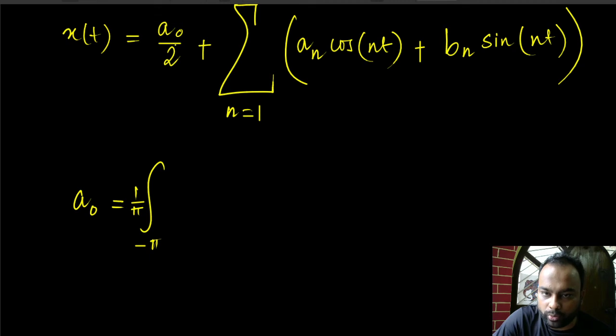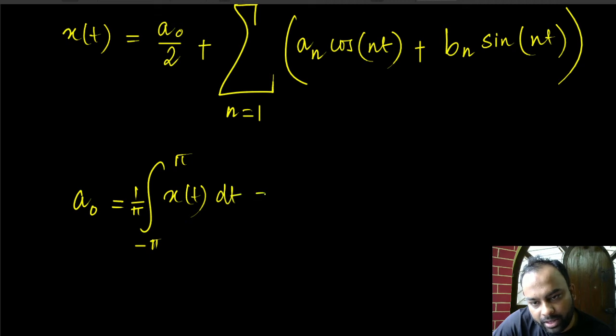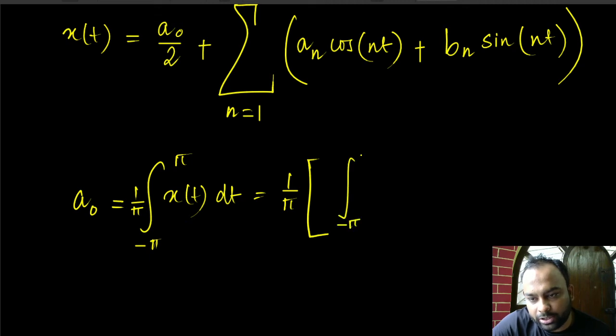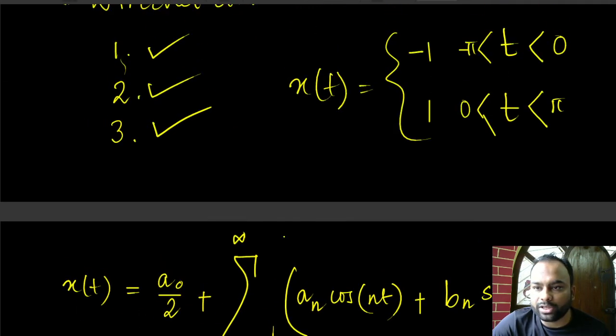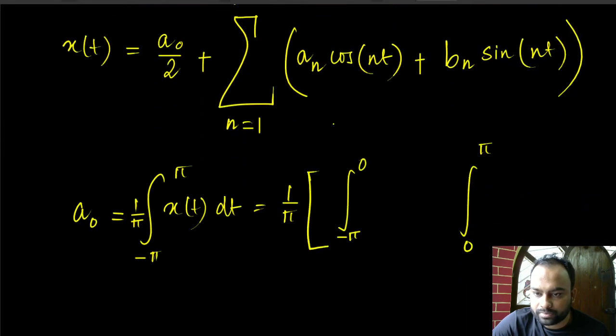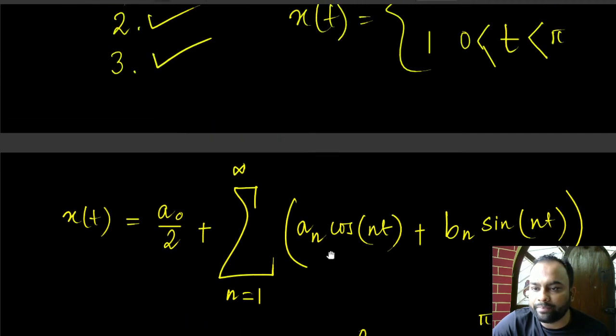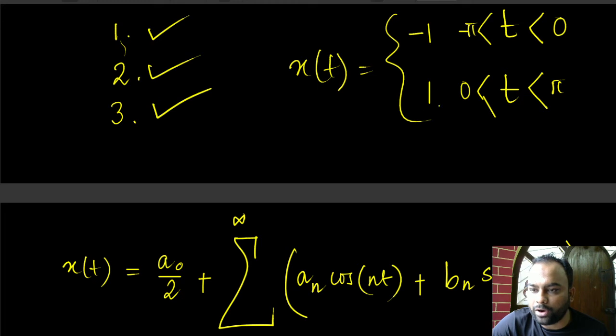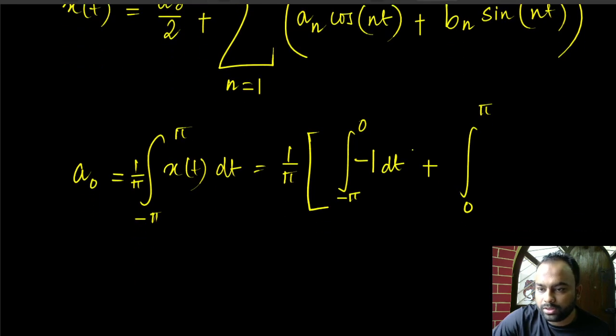By calculating A0, which corresponds to the DC component, we are doing x(t) dt. And again, this integration can be split into two portions: one from minus pi to 0 and another from 0 to pi. While the signal is from minus pi to 0, the value is -1, so I have -1 dt. And while the signal is between 0 and pi, the value is 1, so this is 1 dt.